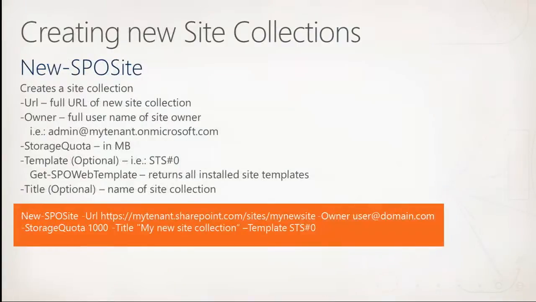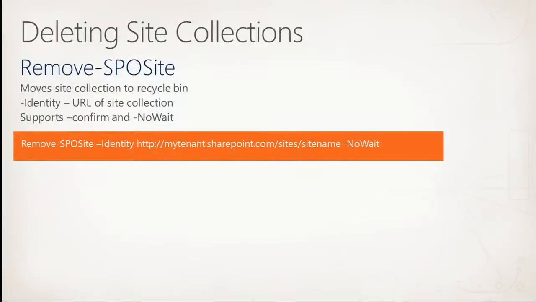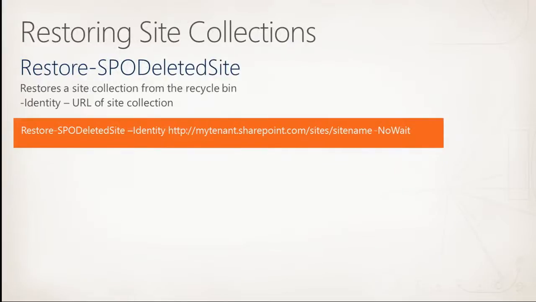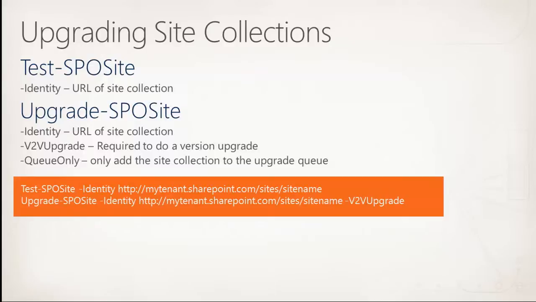We create site collections in the same way with New-SPOSite. You just have to specify a template and a storage quota, and you can figure out which templates are installed on SharePoint Online, although you can't install your own, with Get-SPOWebTemplate. To remove a site, we use Remove-SPOSite. So this is very similar, a lot of parity to what you're doing already. To restore from the site collection recycle bin, we do Restore-SPODeletedSite. So you can do that all with PowerShell. And then testing and upgrading has a very similar syntax compared to what you have on-prem. Just note that you have to have that V to V upgrade. That's a little bit different than the syntax, which is version upgrade for on-premises. And take some parameters like that, like the identity of it.